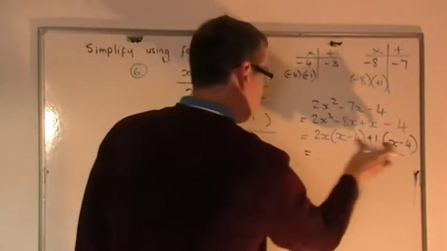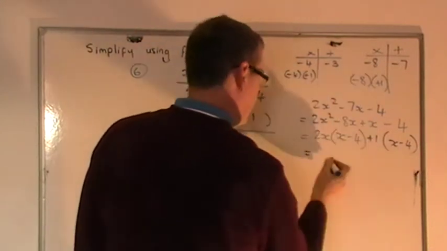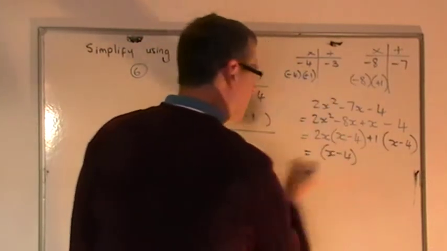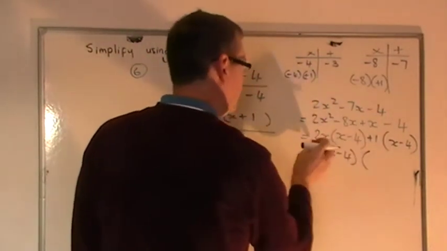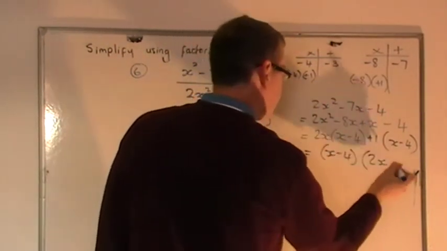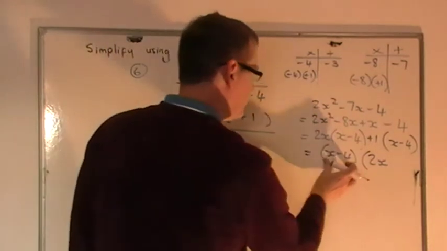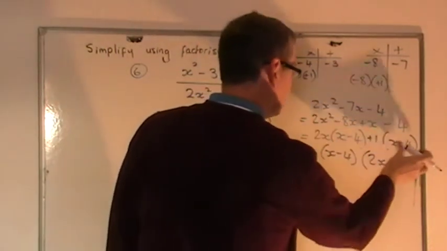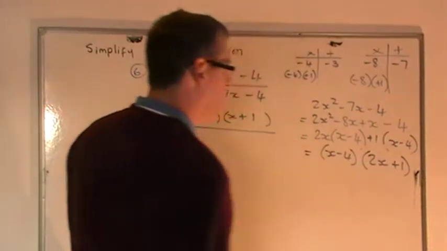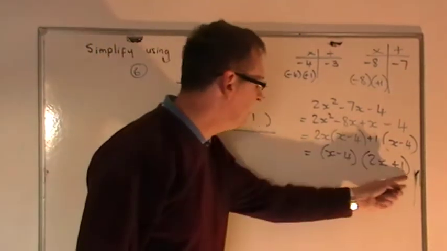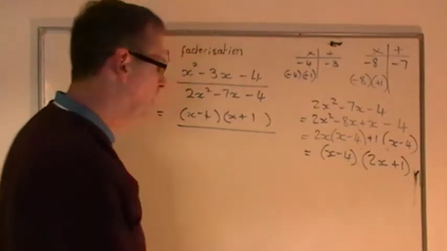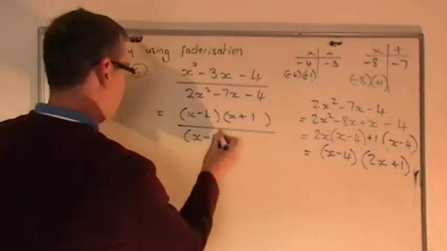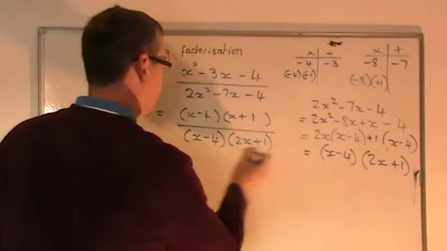Now we've got two terms, and in each term we've got an x minus 4. So that is a new common factor. x minus 4 times something gives you all of that. The something must be 2x. x minus 4 times something gives you all of that. The something must be plus 1. So there you go. The factorisation for the bottom line now is x minus 4, bracket 2x plus 1.